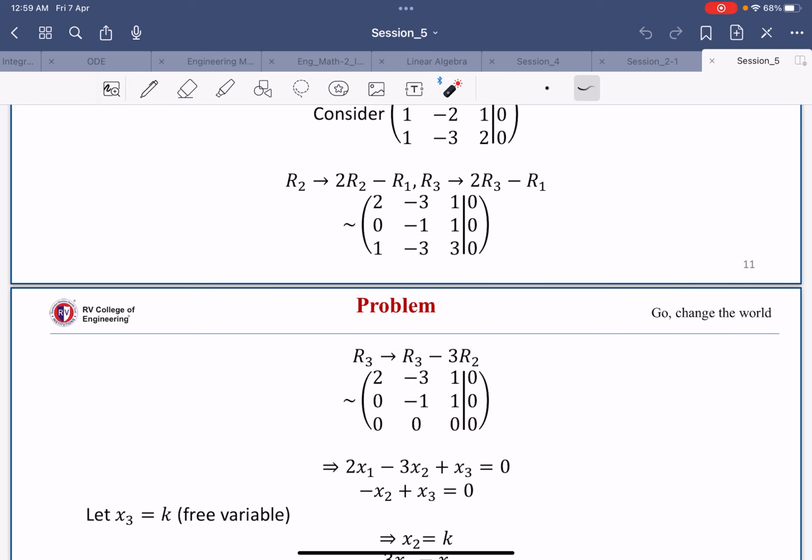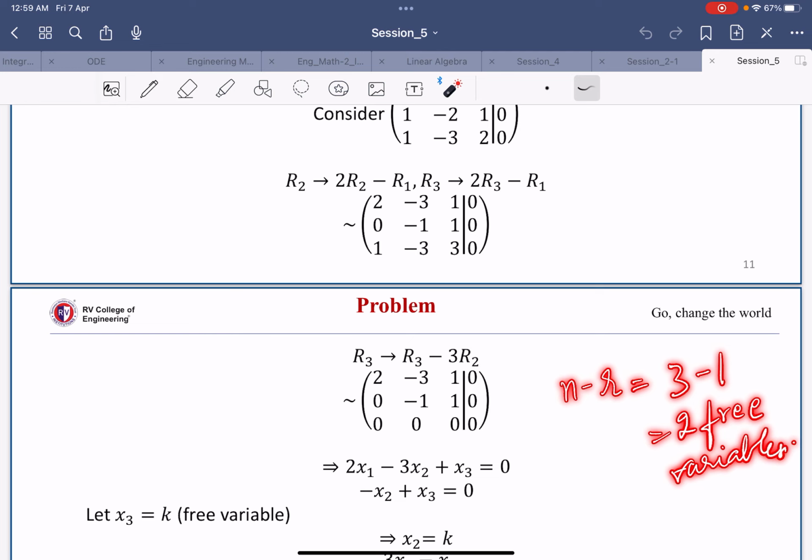So when I write this back in equation form, I get 2x1 minus 3x2 plus x3 is equal to 0, minus x2 plus x3 is equal to 0. I have 3 unknowns, x1, x2, x3, but I have got only 2 equations. So how do we calculate the number of free variables? As I already mentioned, n minus r gives me the number of free variables. Number of unknowns is 3, and I got the rank as 1. So there are 2 free variables. So 2 free variables we need to consider, any 2.